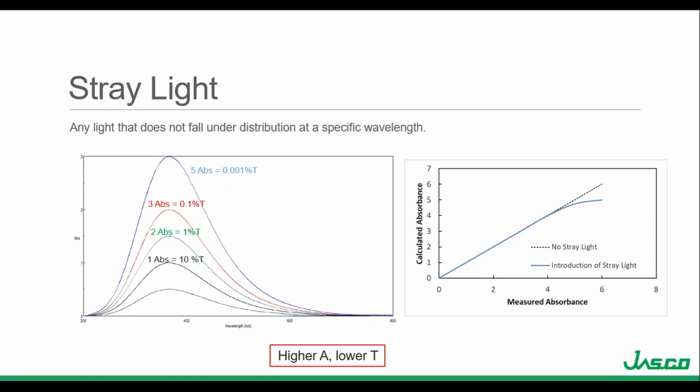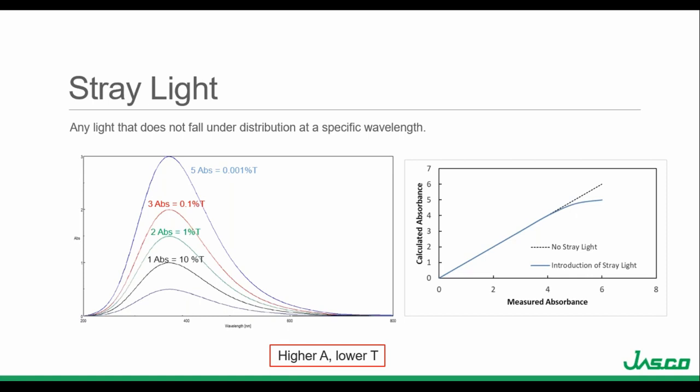So the figure on the left shows that at higher sample concentrations, when more light is absorbed, there's consequently less light transmitted. And the figure on the right here shows the measured absorbance, or the calculated absorbance, as a function of measured absorbance. And with the introduction of stray light, shown by the blue line, the measured absorbance is going to deviate from the Beer-Lambert law, contributing to inaccurate photometric values that are going to be lower than the actual or calculated absorbance.